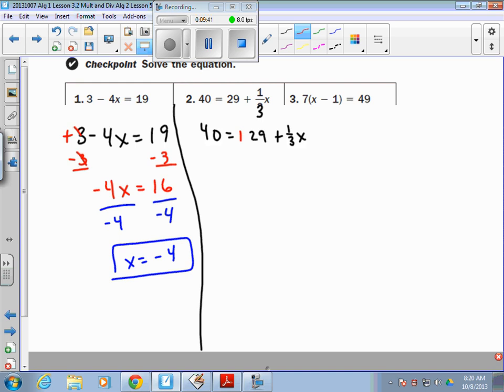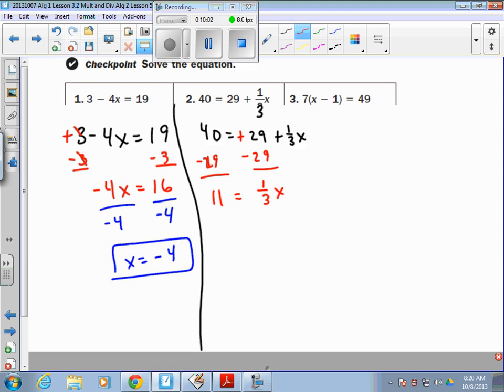Remember, that sign tells you what to do, not the plus in between them. So undo plus 29 by subtracting 29. If you do it to the right, subtract by 29 on the left. So 40 minus 29 is going to be 11 equals 1/3 x, because 29 minus 29 cancels out.